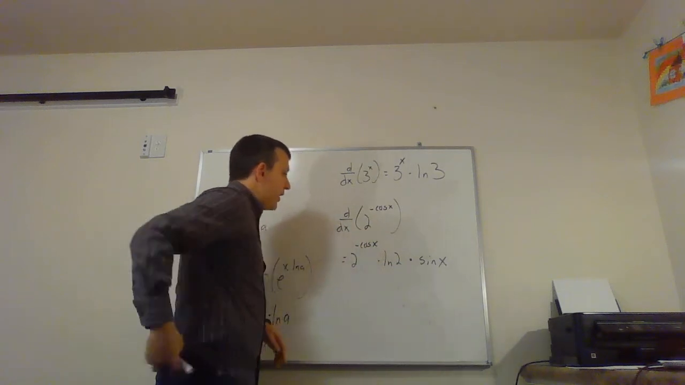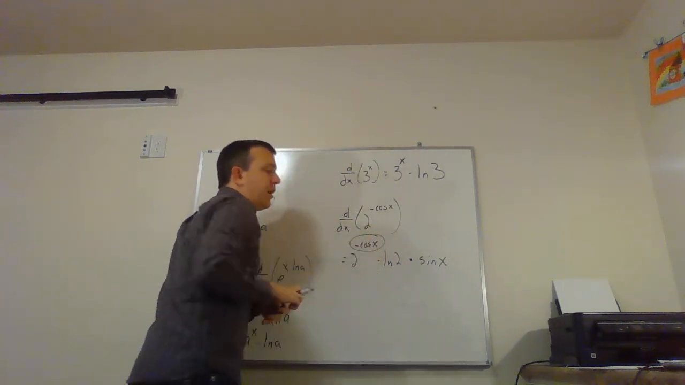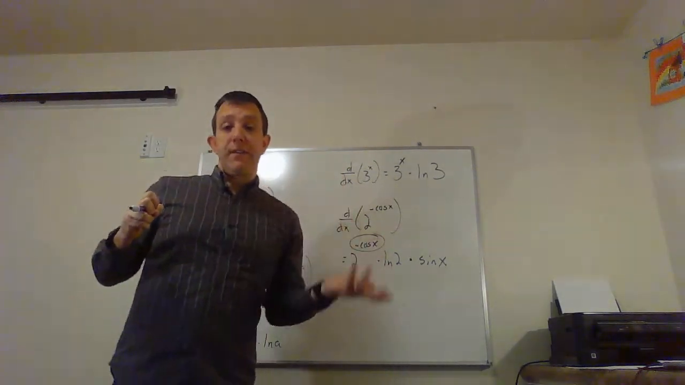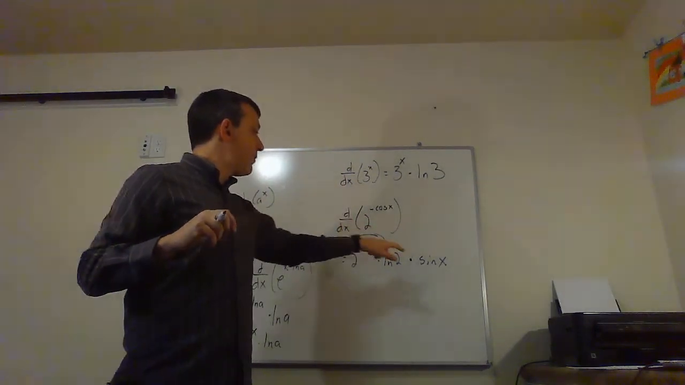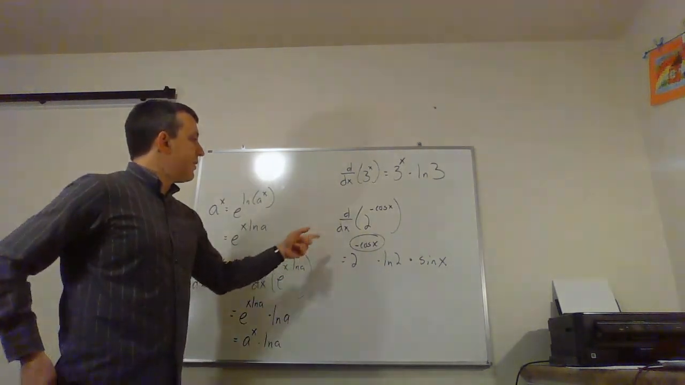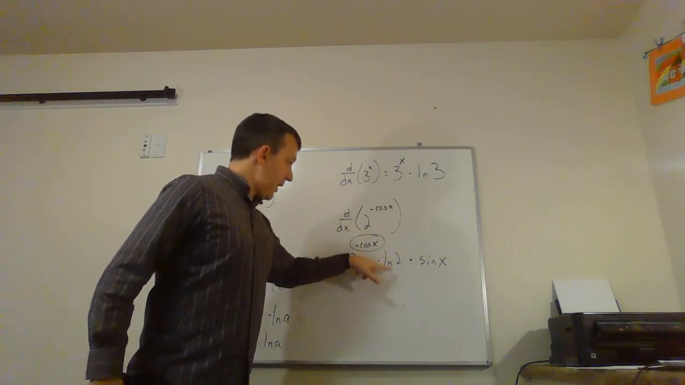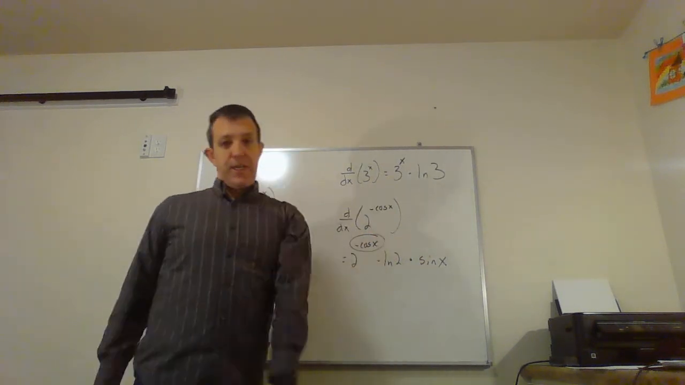But this one has a chain rule, so we need the derivative of that negative cosine. But we know the derivative of cosine is negative sine, so that means the derivative of negative cosine is positive sine. And there we go. There's the derivative for this big mess. 2 to the negative cosine x times the natural log of 2 times the sine of x.